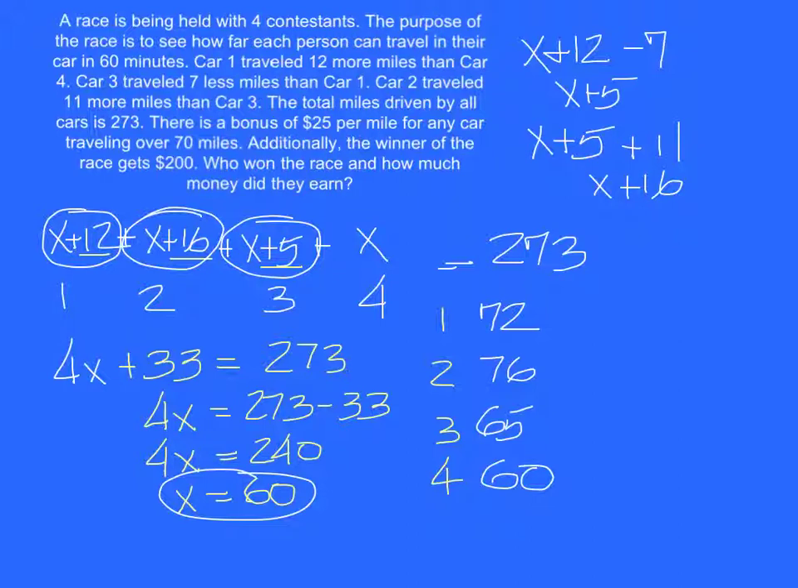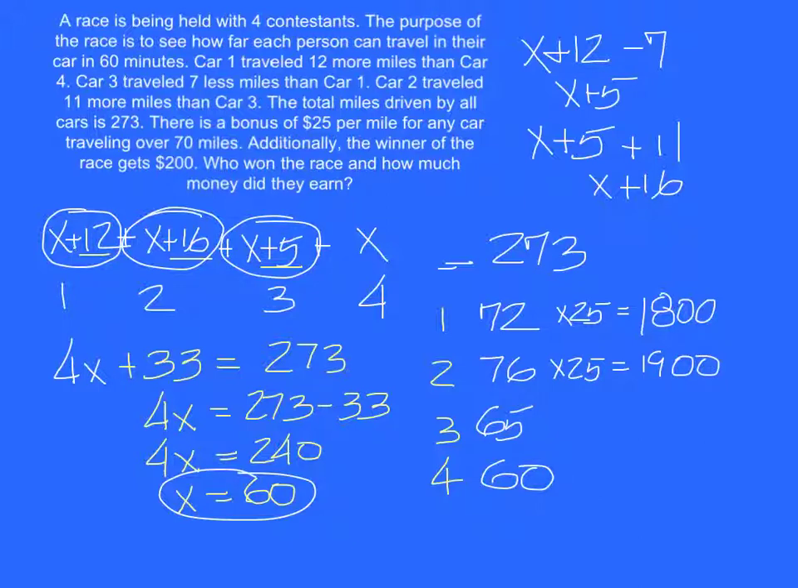60. Okay. Did anybody go over 70? Yes. So what do we do to the ones that went over 70 according to the problem? Right, times the number by 25. I need my calculator on the iPad mini. There we go. Alright, so for the first car, we're going to multiply that one by 25. 72 times 25 is 1,800. And 76 times 25 is 1,900.